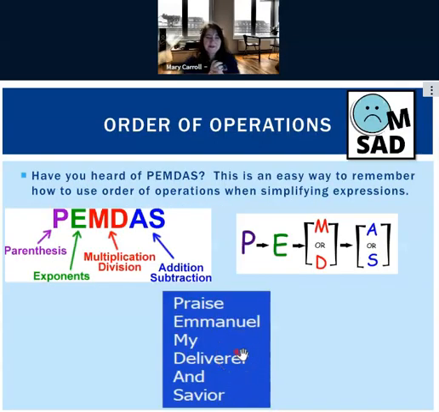Alrighty, so here's my order of operations. We have PEMDAS. You have P, which is parentheses. You have E, that's exponents. You have M and D together, which is multiplication and division. And then you have A and S, which is addition and subtraction.